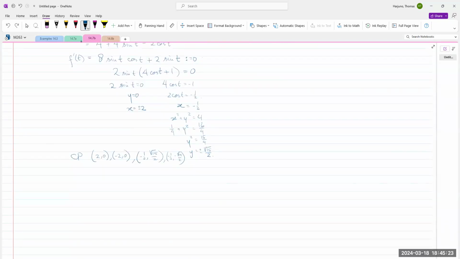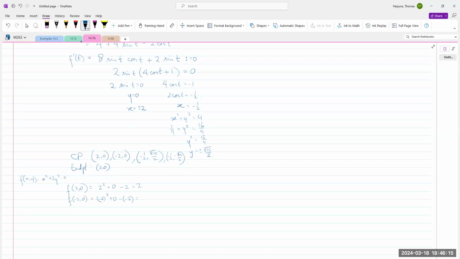This happens to be the endpoints also. Now let's see what the values are. The value at (2, 0): what's the function again? f(x, y) equals x squared plus 2y squared minus x. So this will be 2 squared plus 0 minus 2. That's 2. At negative 2, that's negative 2 squared plus 0 minus negative 2.